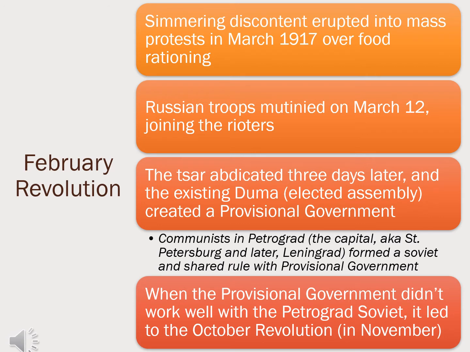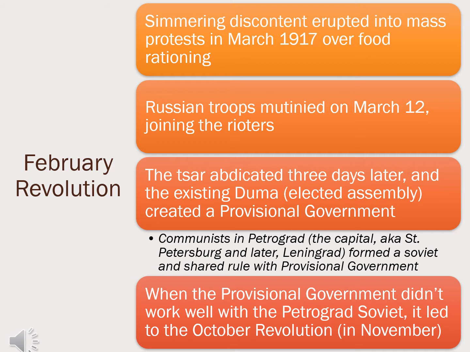So in March of 1917, all of this simmering discontent in St. Petersburg, or Petrograd, if you like, erupts into mass protests, and it's over the food rations. So basically, they're food riots. And what happens is, for the first time, Russian soldiers mutiny and side with the rioters, just a few days after the rioting started.